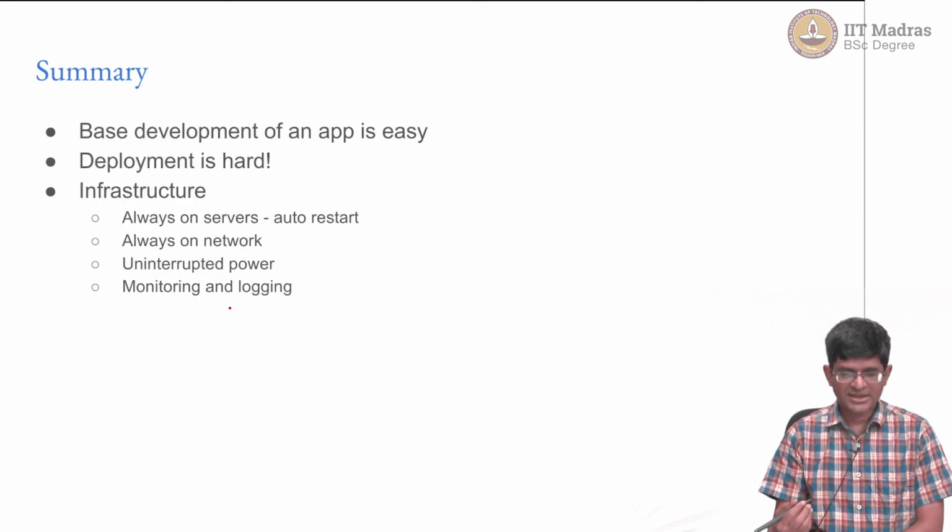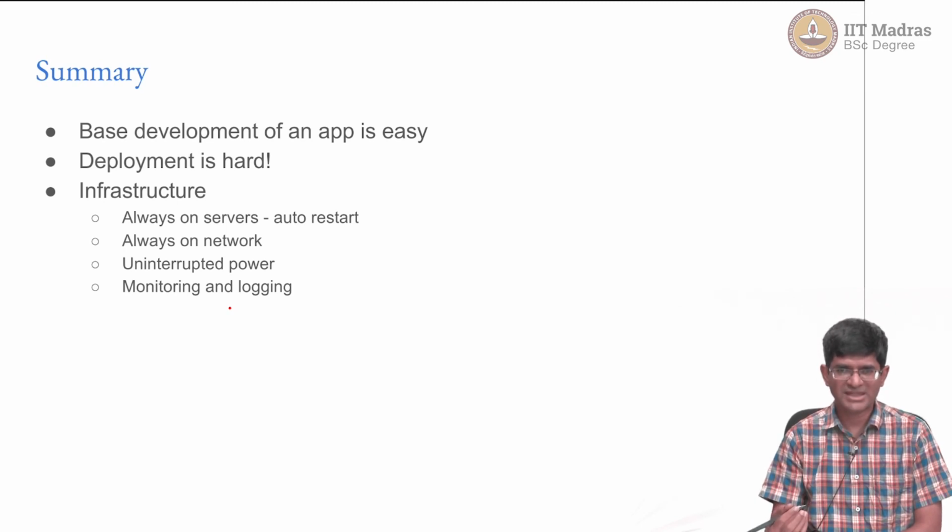So to summarize, the base development of an app is relatively easy. We have been through developing an app using Flask, and if it's a simple app, the development is easy. All that you need to know is Python, and some amount of HTML and CSS, depending on how much you want to style the app. If it's just some basic text and other things, you don't even need to worry too much about that.